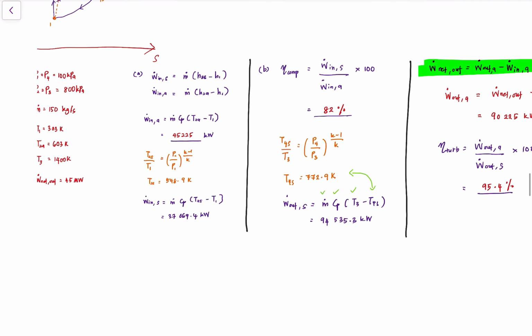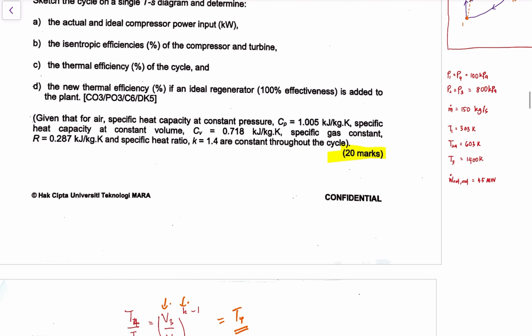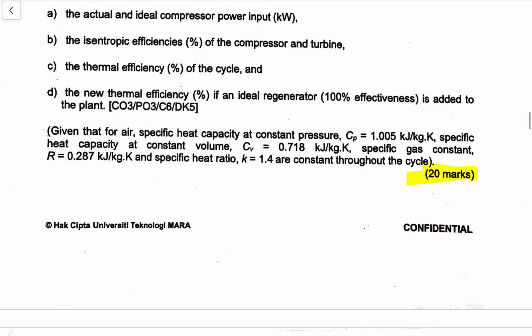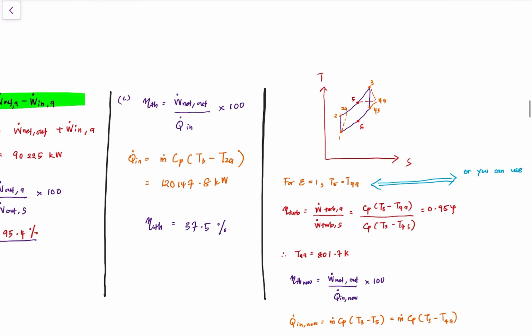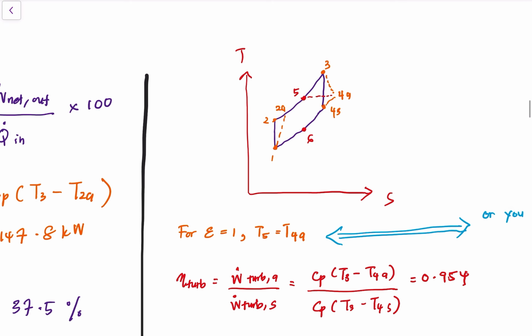Alright, so for item D, item D is for you to determine the new thermal efficiency in percentage if an ideal regenerator with 100% effectiveness is added to the plant. Right, so if you draw the Brayton cycle with regenerator on a TS diagram, it will look like this.